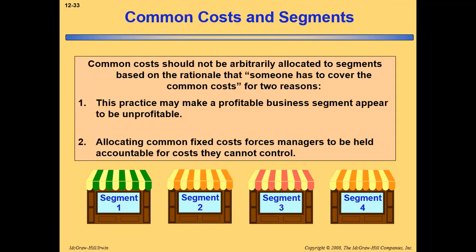Yes sir. Common cost should not be arbitrarily allocated to segments based on the rationale that someone has to cover the common cost, for two reasons. Okay, so we cannot say like that which is common cost and which is traceable fixed cost if we cannot identify it properly.